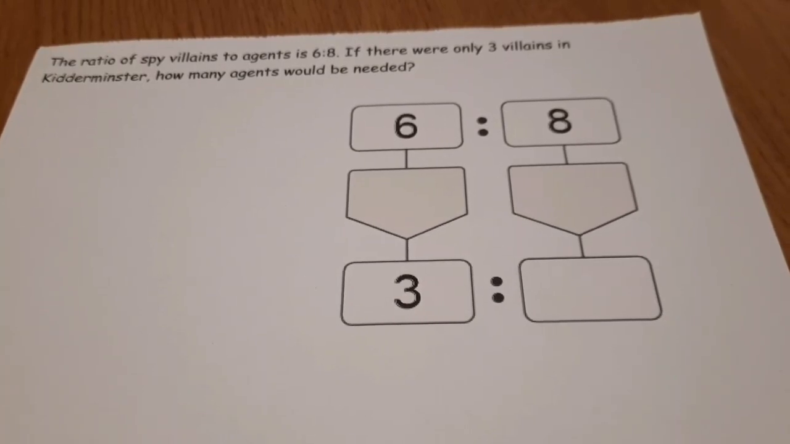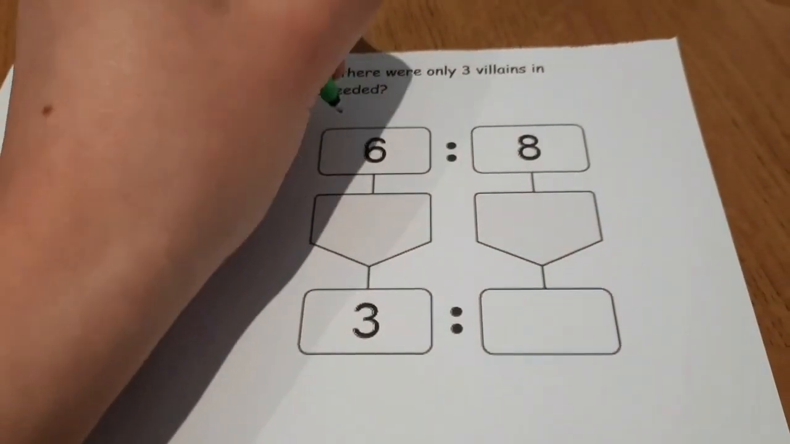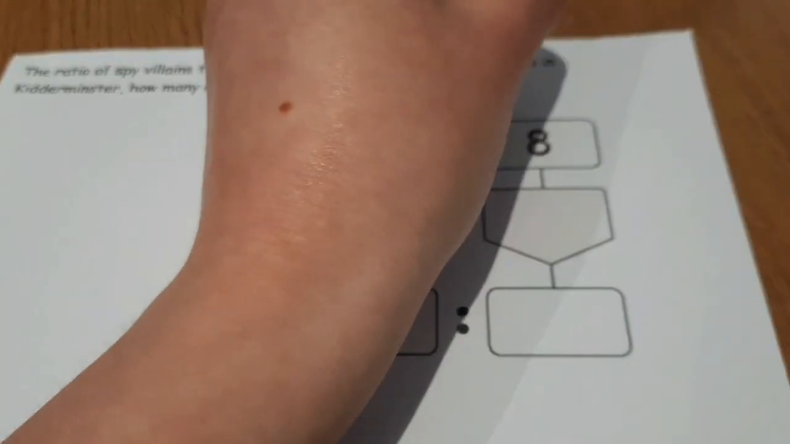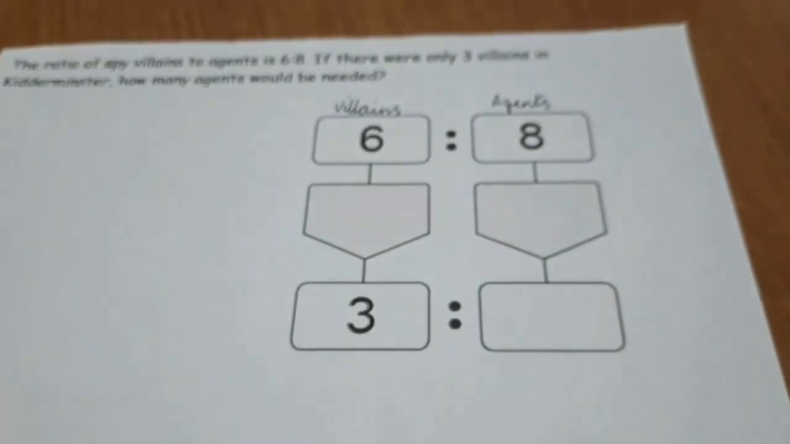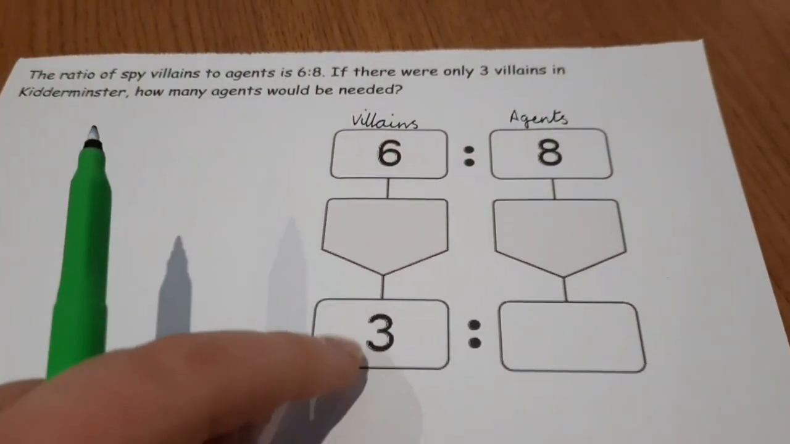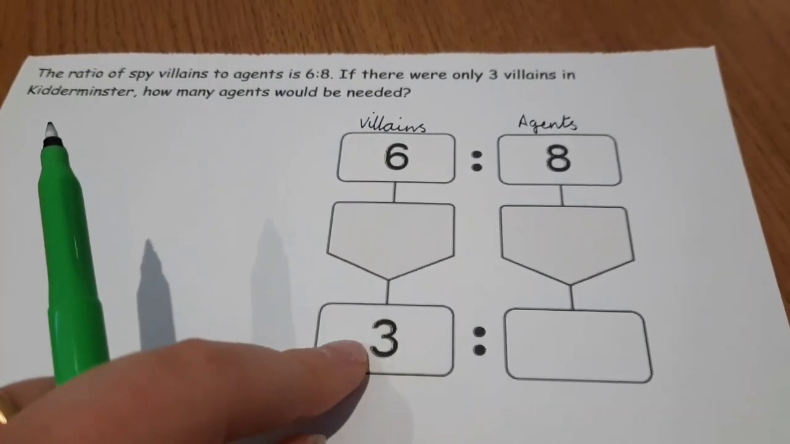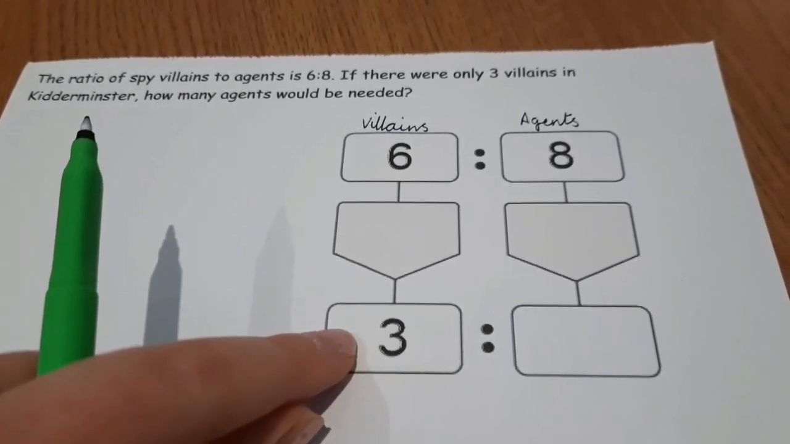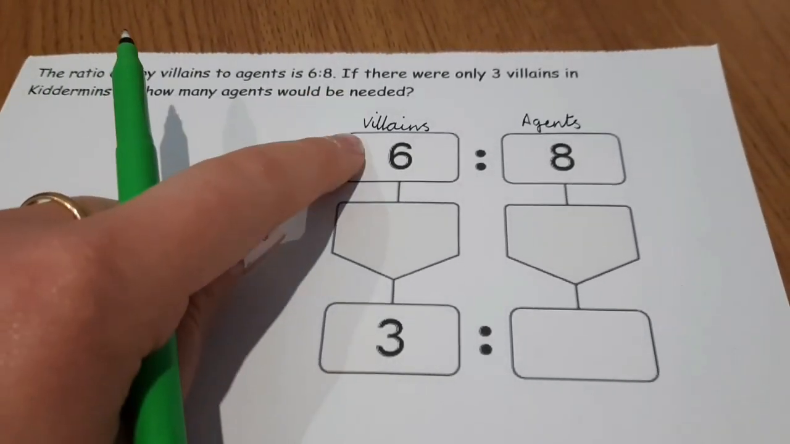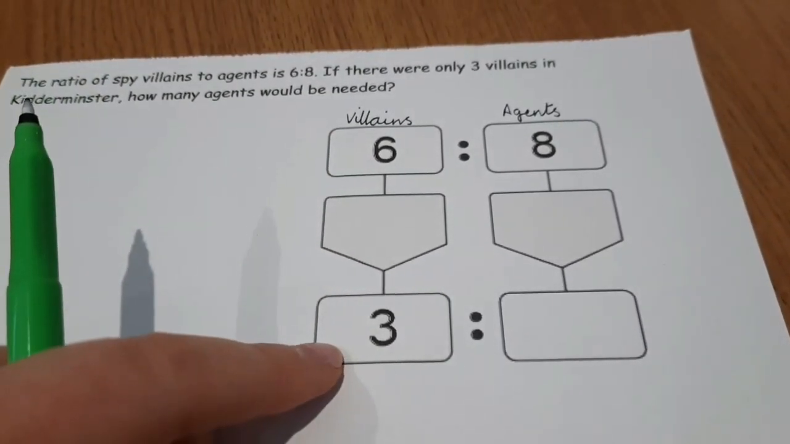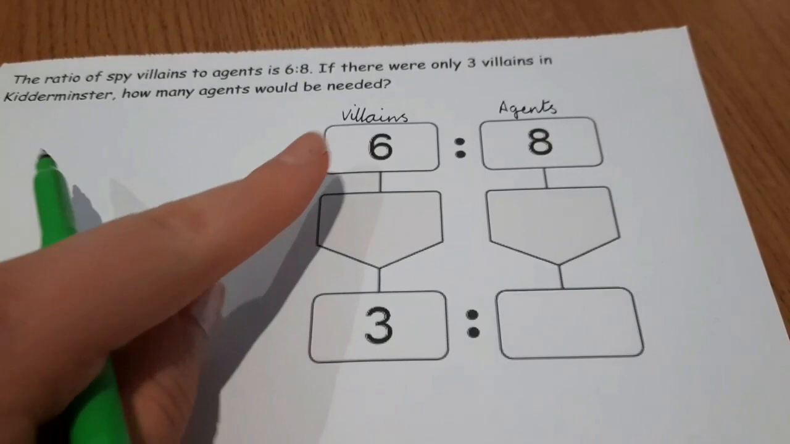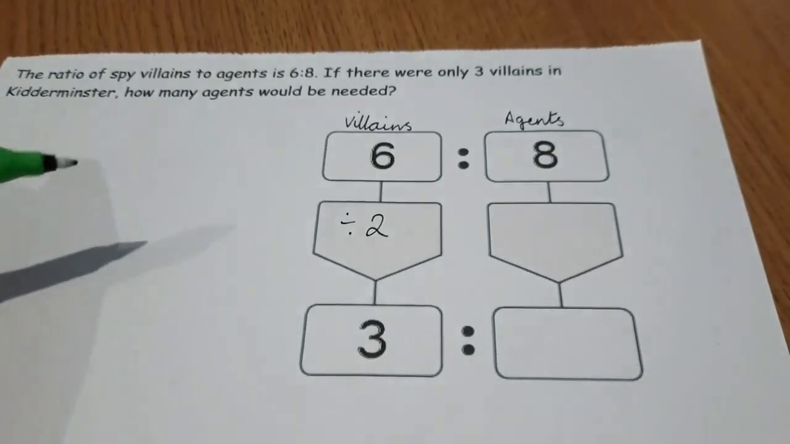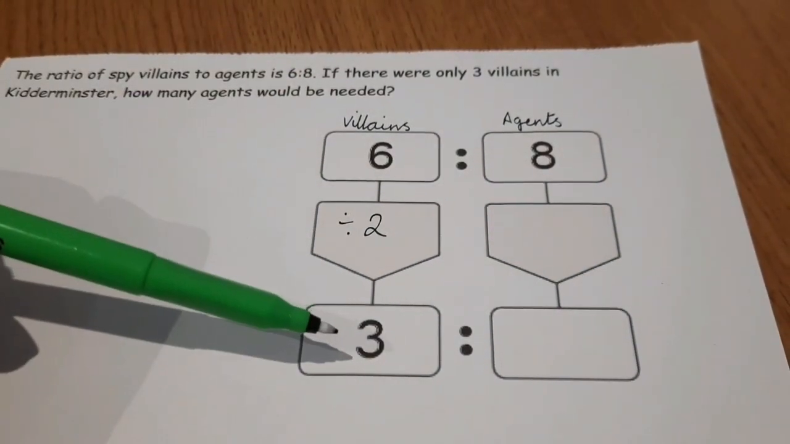So there are 6 villains, so I'll write villains, and then agents there. I already know that my 3 goes at the bottom there because I'm going from 6 villains to 3. Now I've just got to work out what I do to the 6 in order to get down to the 3. Well, I know that 3 is half of 6, so I can divide by 2. And that simplifies the number of villains to 3.